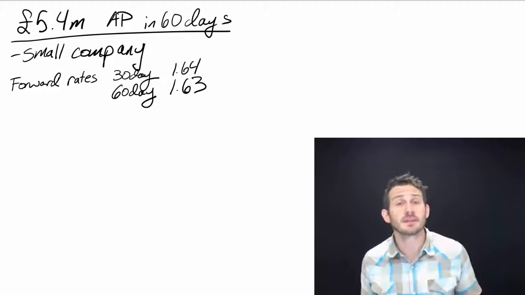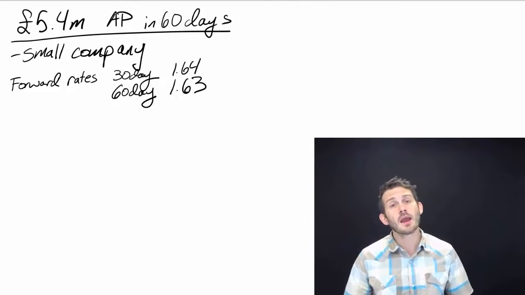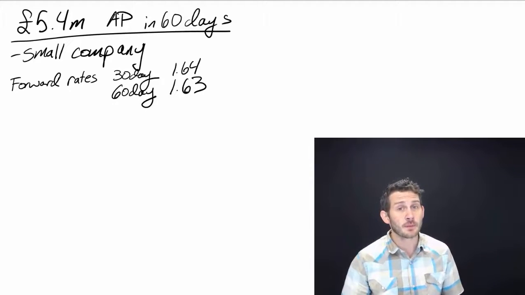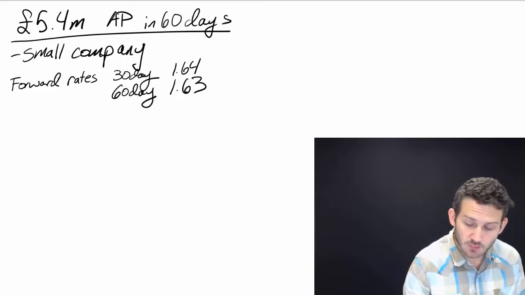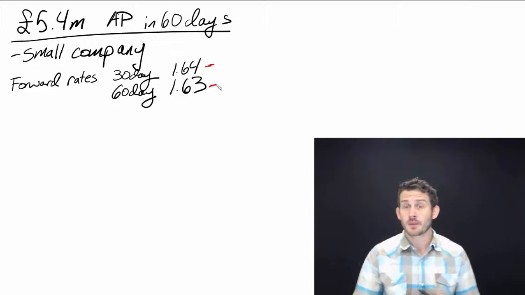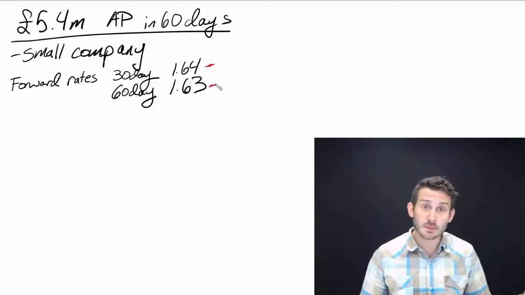So I'm talking about a 5.4 million pound account payable. Let's say this is my biggest account payable across the year. It's my biggest purchase, and I have 60 days to make this payment, okay? Now, I'm given a couple of different rates here. I'm given a 30-day rate and a 60-day rate. Which of these rates am I going to actually choose for how much I'm going to be paying?